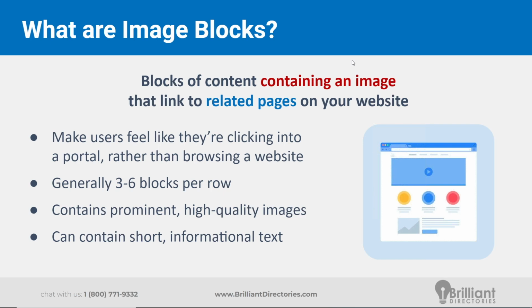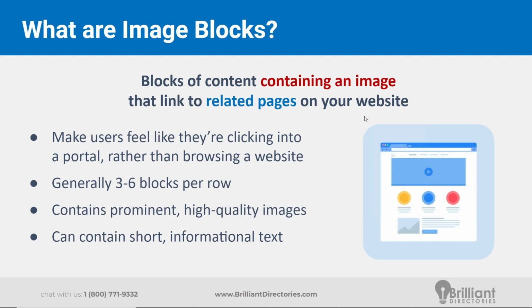So you can kind of see a little bit in the image to the right here. The yellow, blue, and red circles, those would represent the images that you could use. You can have 3 image blocks in a row linking to different pages on your website. So it really helps to make the user feel like they're clicking more into a portal type of experience where you can really funnel them down a navigational pathway rather than them just browsing the website on their own, going through your main menu links, footer links, things like that.